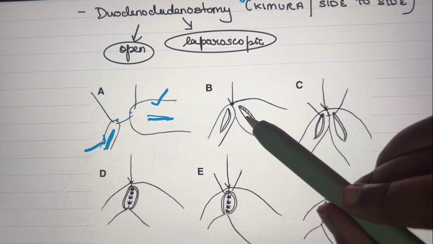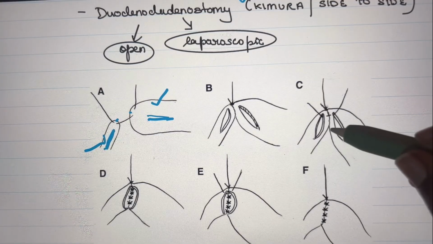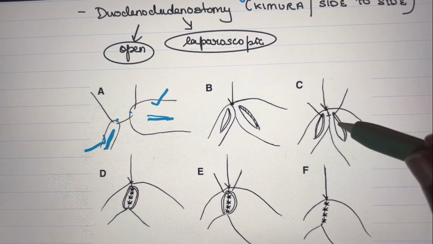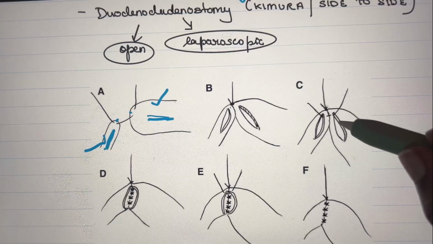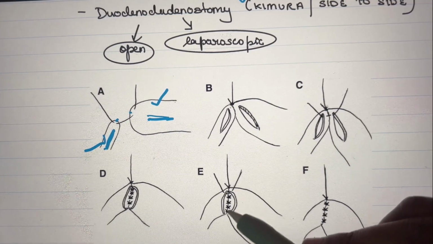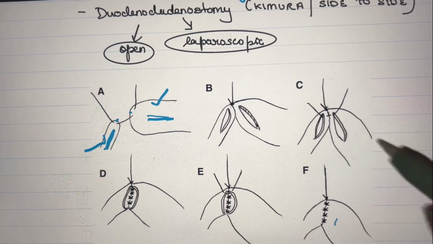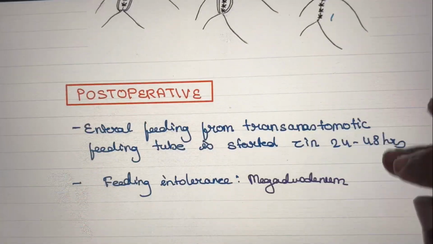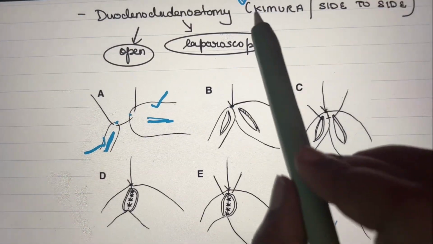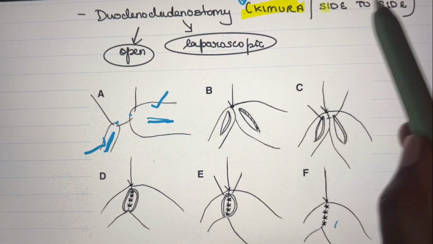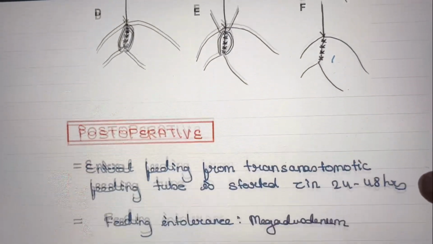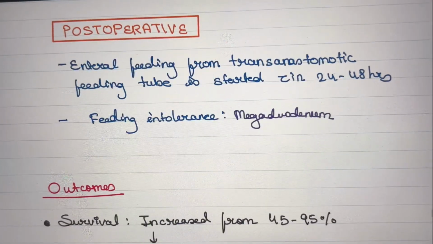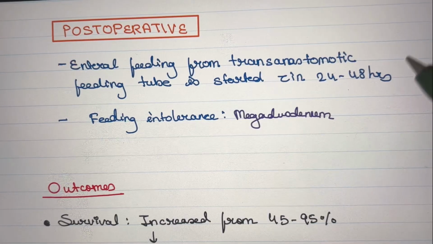The 2 incisions are given. Then via the sutures, they are approximated to each other. After suturing the posterior layer, then the anterior layer is closed. So this is a side-to-side duodenostomy, the Kimura procedure, done in cases of duodenal atresia. So remember, this is the name, Kimura procedure, and remember it is a side-to-side anastomosis. Now, post-operatively, enteral feeding from the trans-anastomotic feeding tube is started within 24 to 48 hours.